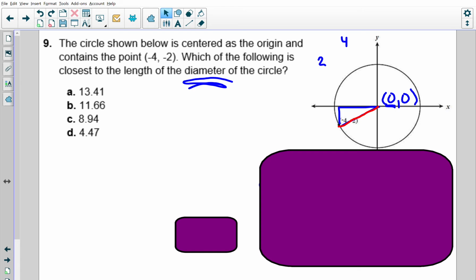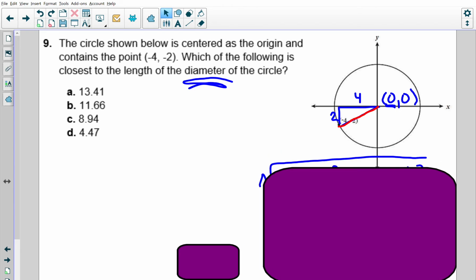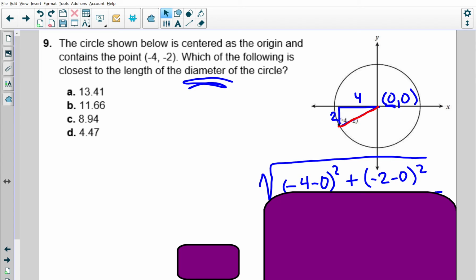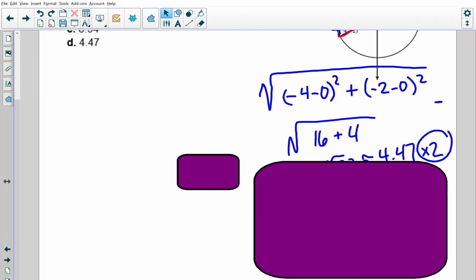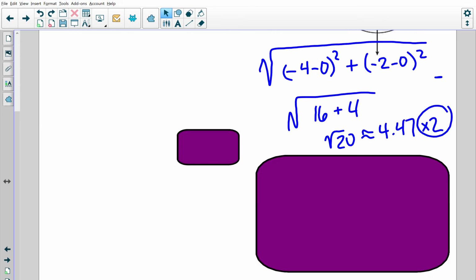Well, what's my x coordinate? -4. So that's a distance of 4. Yes, it's -4, but distances are positive. What's my y coordinate? Well, we go down 2. I have a triangle, right? That I can figure out with the distance formula between 0, 0 and -4, -2. So you can use distance formula or Pythagorean theorem. They're the same thing, and you get the same answer, which is √20. Hit your calculator, or that's 2√5.